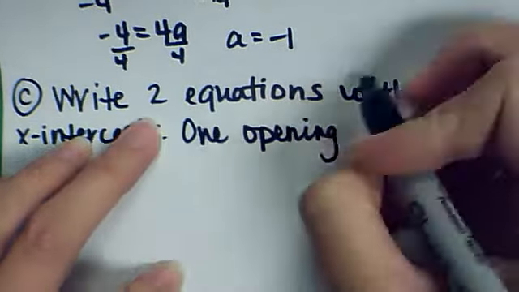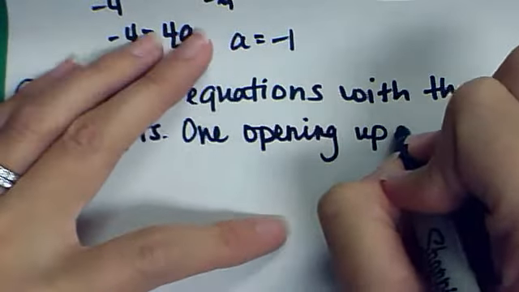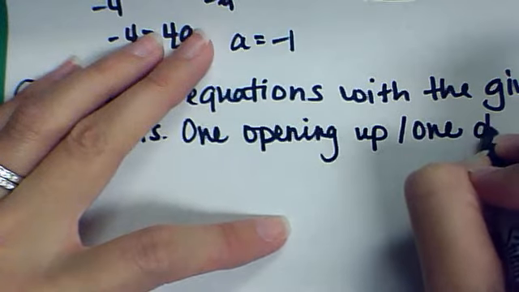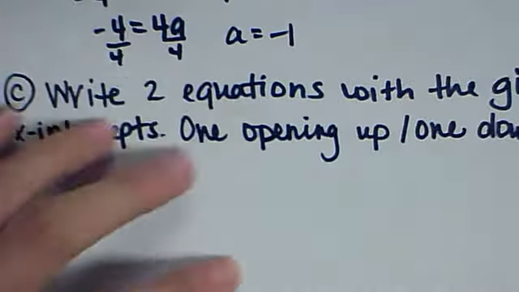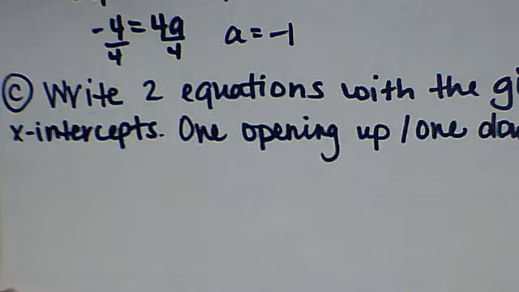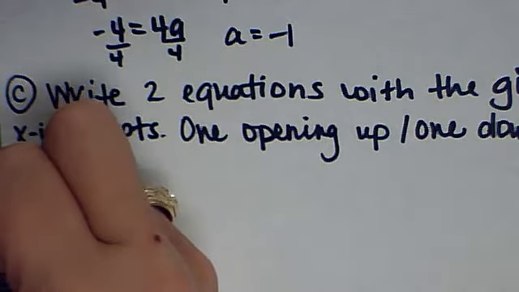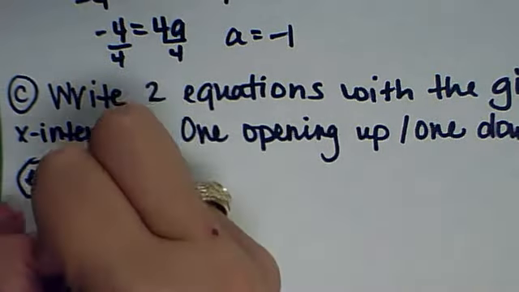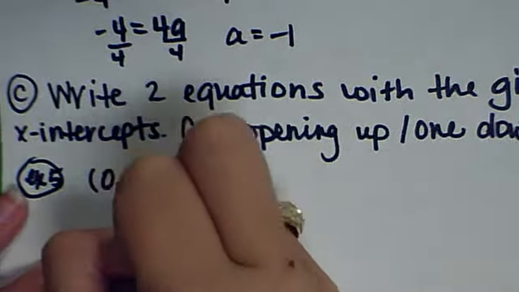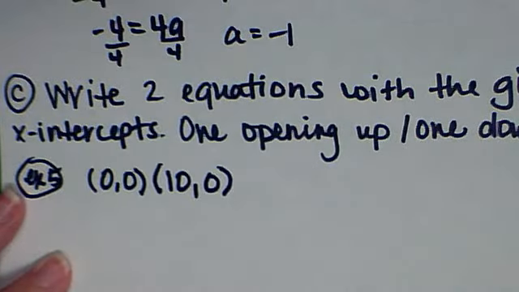Now when we're talking about opening up and down on a parabola, we mean, does the parabola open up or down? Remember, anything that opens up has a positive, and anything that opens down is a negative. Let's look at some examples. So example number 5, if we have the points 0, 0 and 10, 0, those are our two x-intercepts.